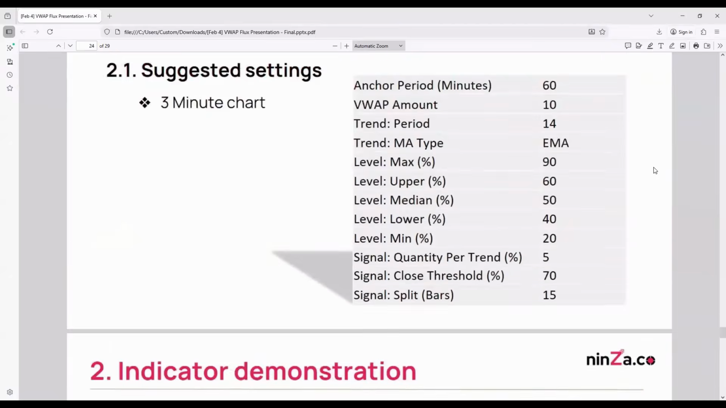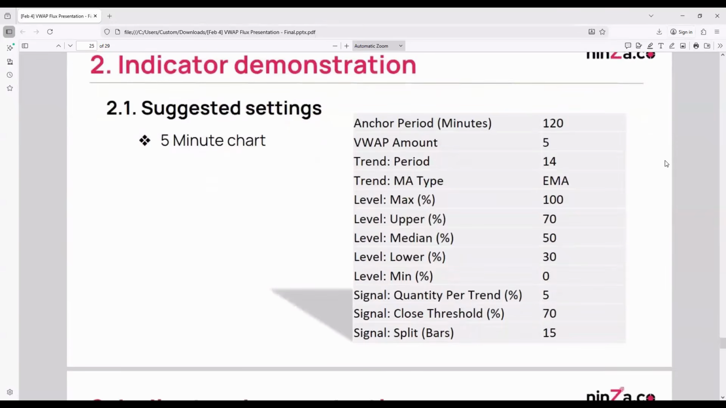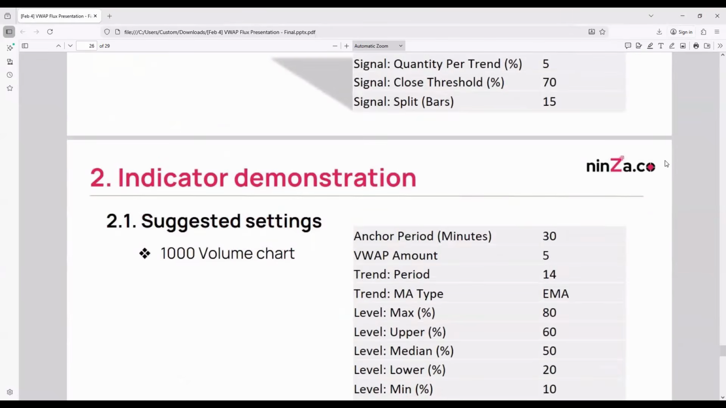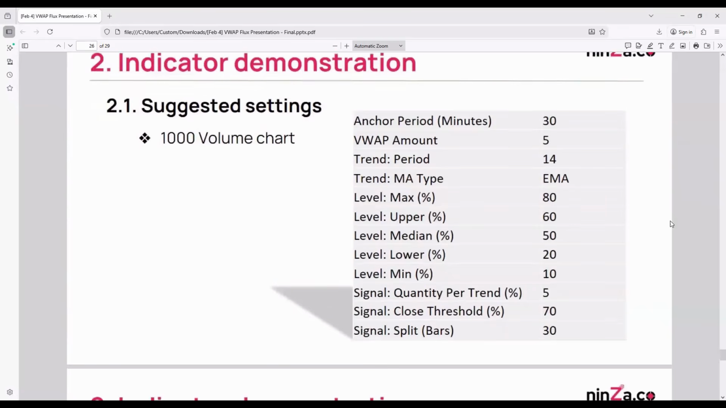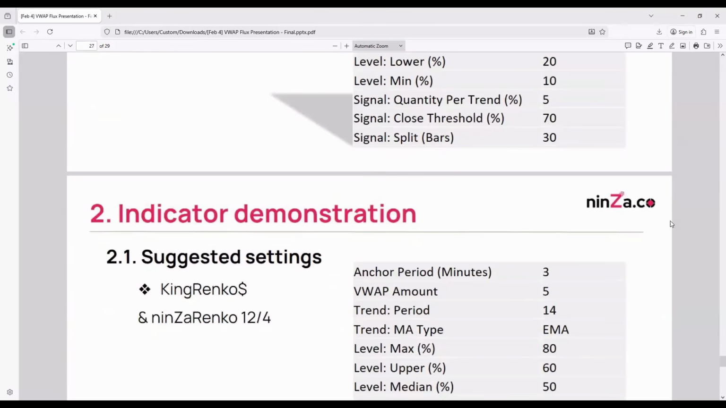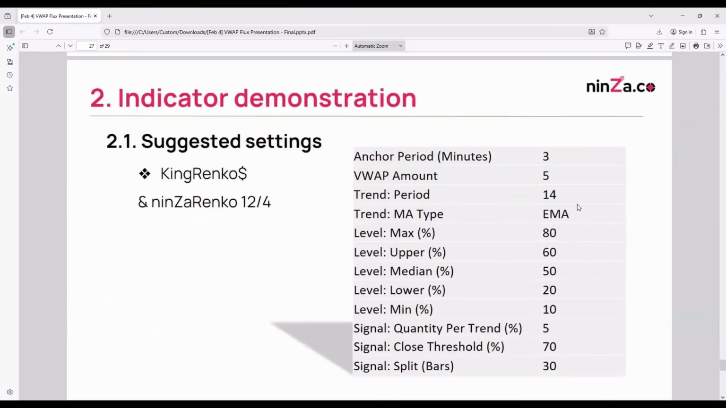3 minute chart is 60 minutes. 5 minute chart, 120 minutes. 1000 volume is 30 minutes. So that's close enough to the 20 minutes that I had on the 200 volume. Yeah, you cheated. This is where you got it from. Okay.